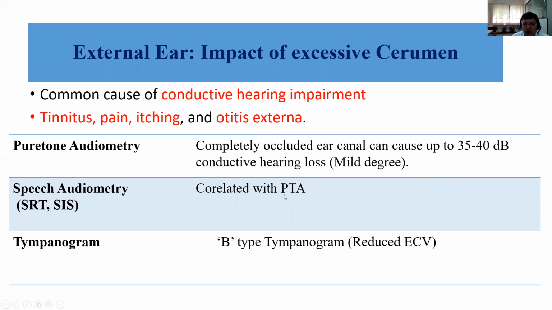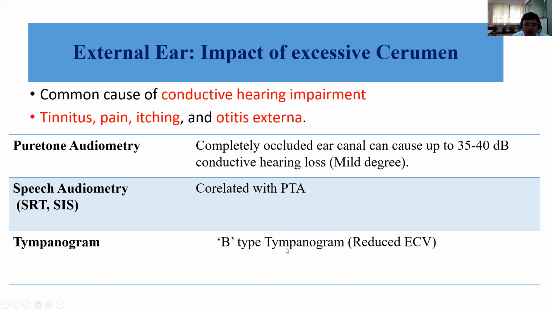So we get to know whether this conductive hearing loss is because of some pathological conditions, such as pathologies in the external ear or in the middle ear. Further, as per the test battery approach, if we do tympanometry, we will be getting a B type of tympanogram if there is an impacted wax.